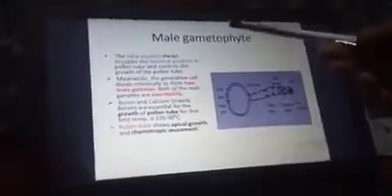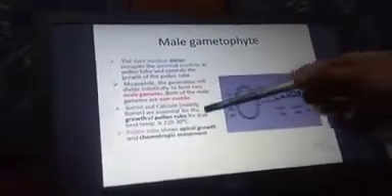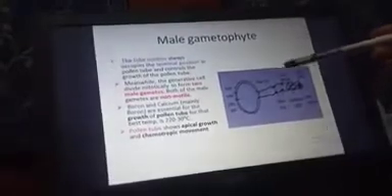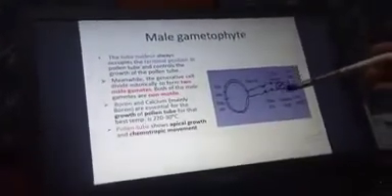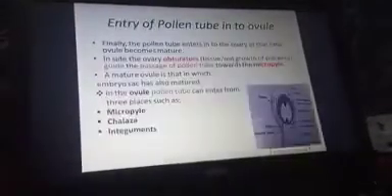One important point here is that boron and calcium, mainly boron, are essential for the growth of the pollen tube. For that, the best temperature is 20 to 30 degrees Celsius. The pollen tube shows apical growth and chemotropic movement.